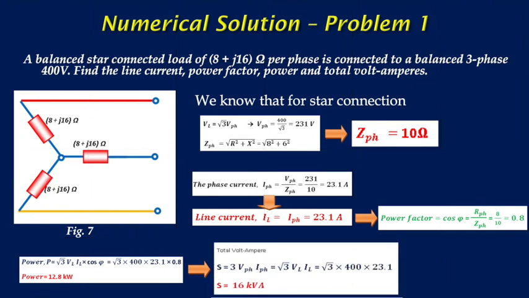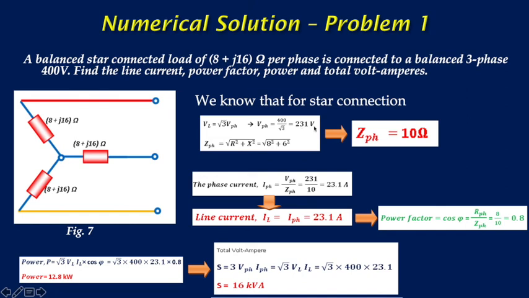Now let's solve a numerical problem on star connection. A balanced star connected load of 8 plus j6 ohm per phase is connected to a balanced 3-phase 400 volt supply. Find the line current, power factor, power and total volt ampere. Here Z is given, so this is Z phase. VL equals root 3 V phase, so find V phase. Line voltage is given, that means supply voltage, 400 by root 3, so 231 volt.